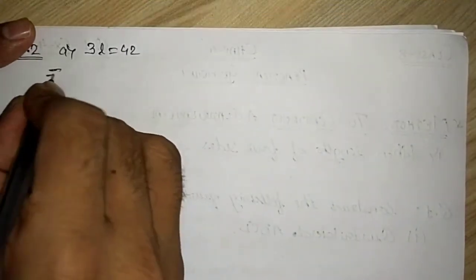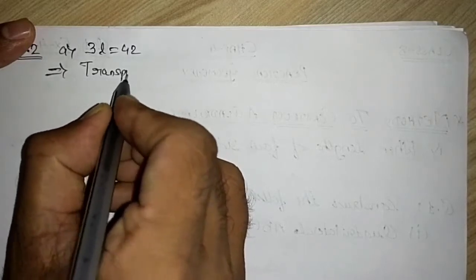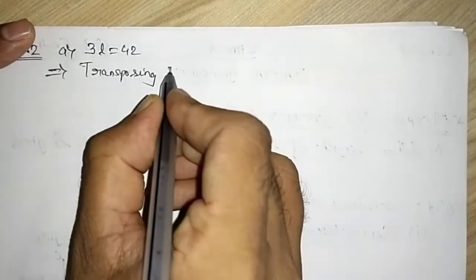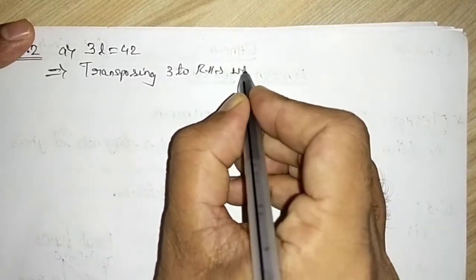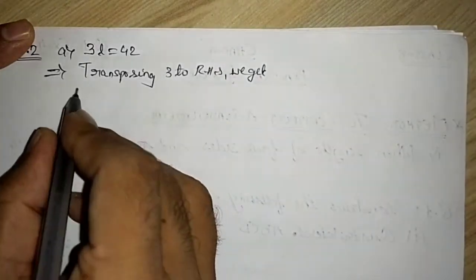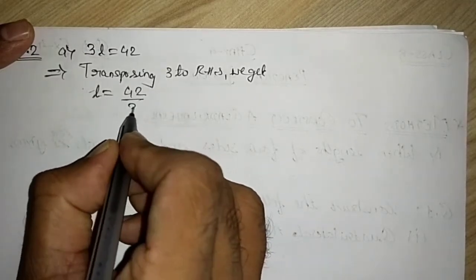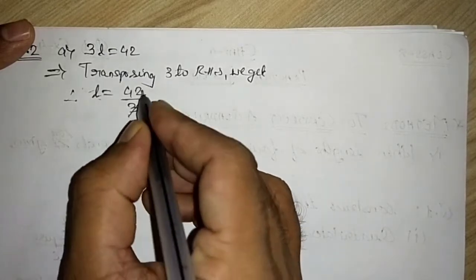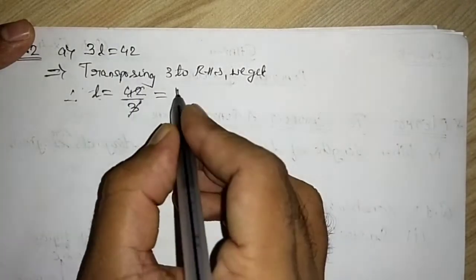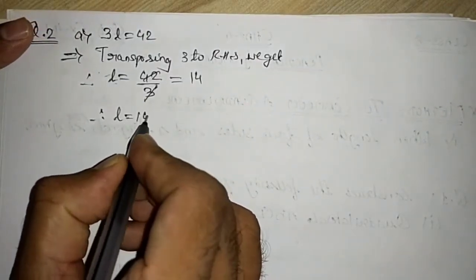Here you see this is in multiplication, so we will write transposing 3 to RHS, we get, I have told if it is in multiplication it will go that side and divide. So we will get L is equal to 42 divided by 3, 3 1s are 3 and 3 4s are, that is 14. Therefore L is equal to 14 will be your answer.